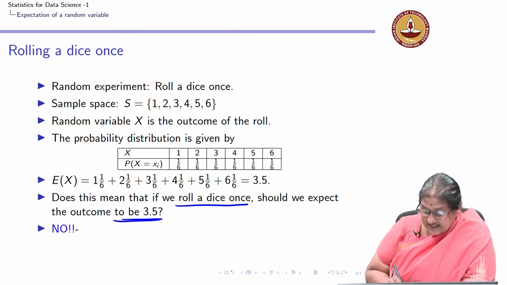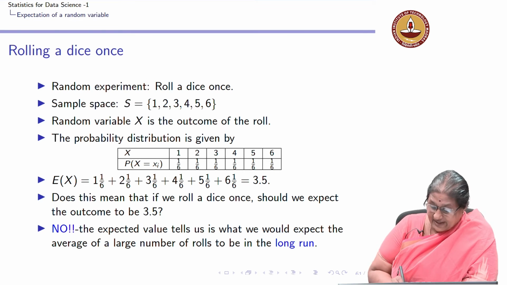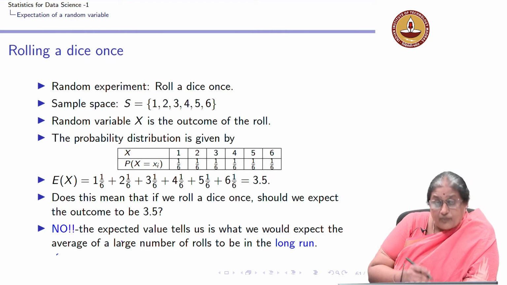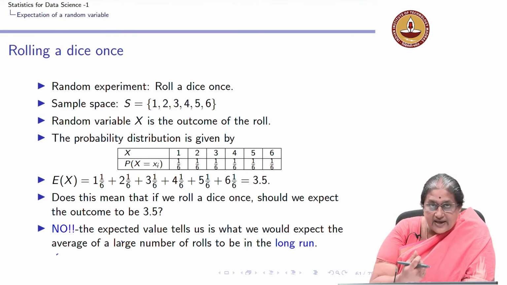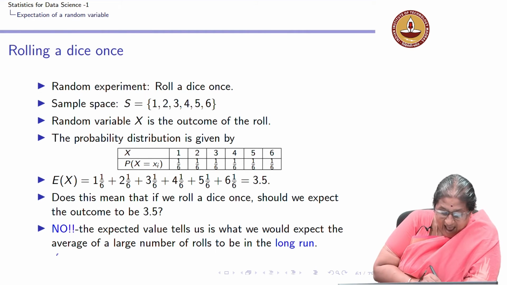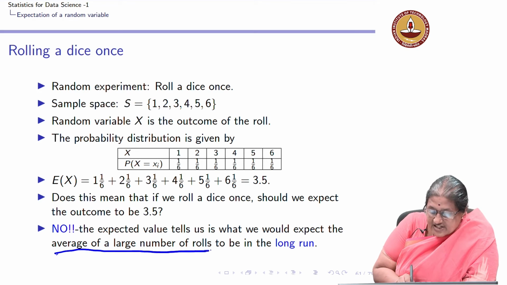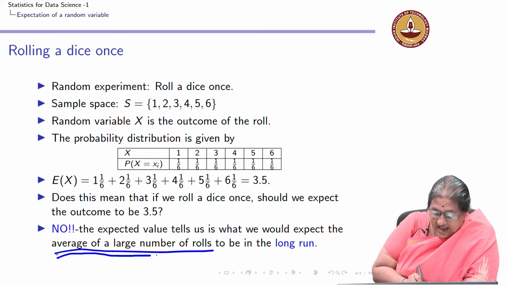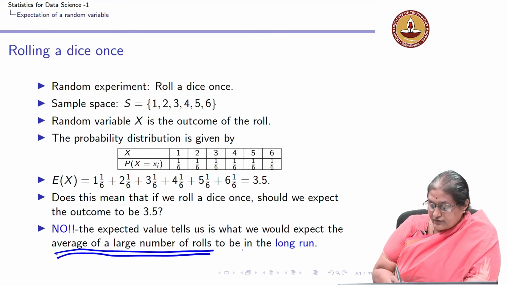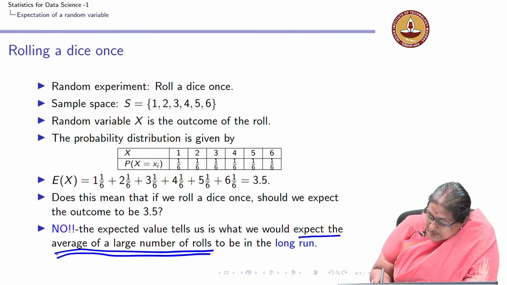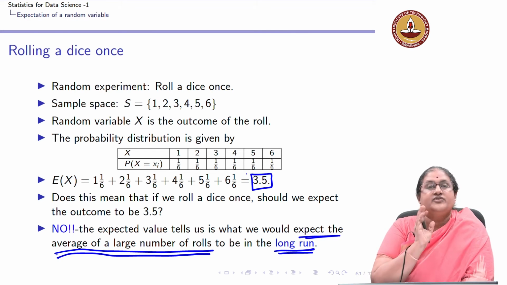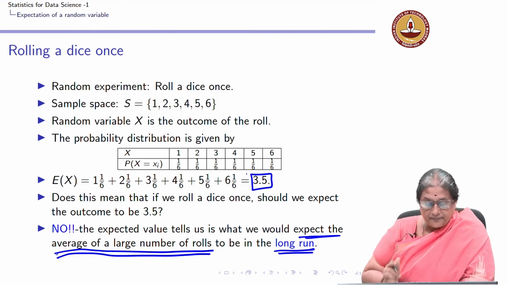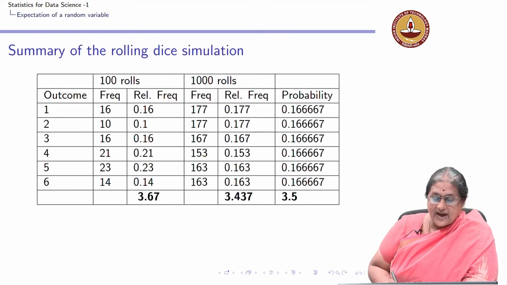What it means is, if I roll a die a sufficient number of times, that is, I keep rolling a die, then the average of a large number of rolls, you can expect that to be 3.5 in the long run. It does not mean that you will have an outcome which is 3.5. Let us look at the probability mass function.